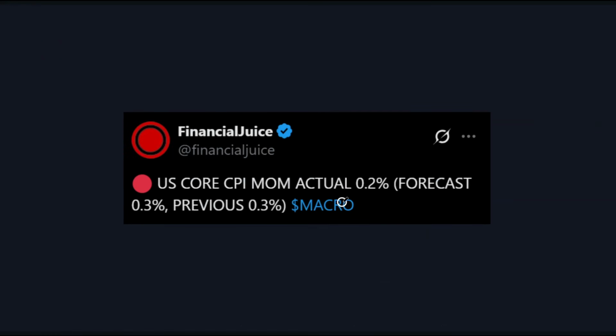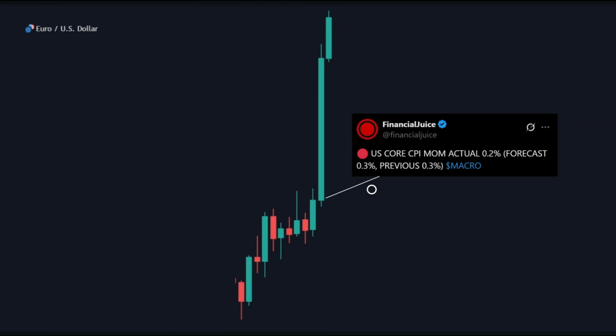CPI prints a tiny bit below consensus, actual print at 0.2, forecast was 0.3, previous was 0.3. It's a pretty boring number, okay? Just a tiny bit below consensus, tiny deviation, nothing extremely surprising. But the algorithms go nuts and the dollar overreacts to it. Look at this massive, large bullish candle on EURUSD. It shoots up. Okay. Retail sees, CPI surprised lower, well, that's dovish, dollar dumping, buy EURUSD.